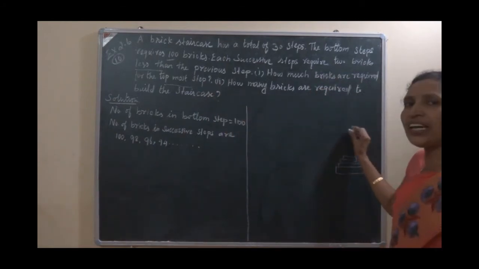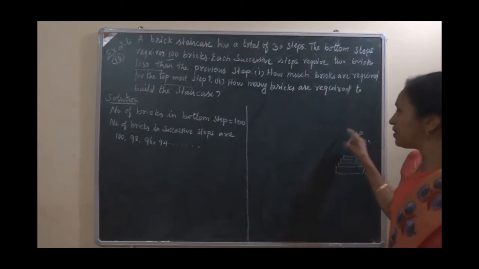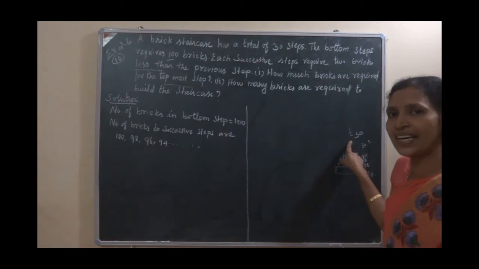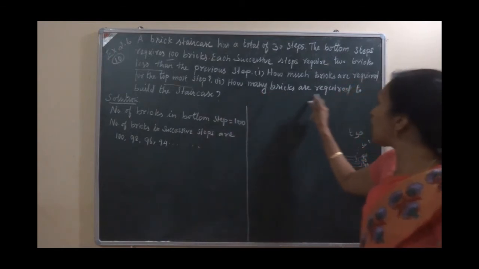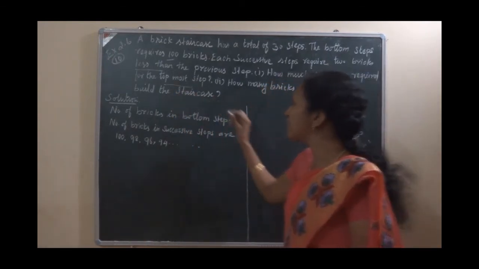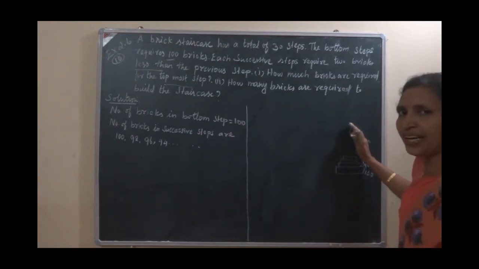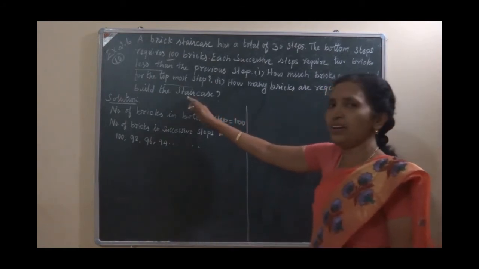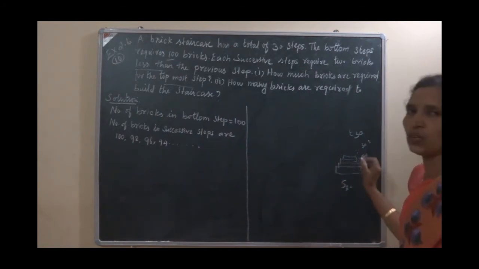So you must find T30. Clear, students? Topmost step is the 30th step, so you have to find T30. Next, how many bricks are required to build the staircase? Staircase means all 30 steps will come, right? So total 30 steps, how many bricks needed? That is your question. So you have to find S30 for the second question.